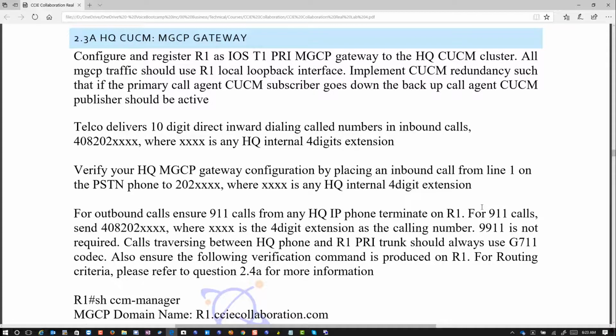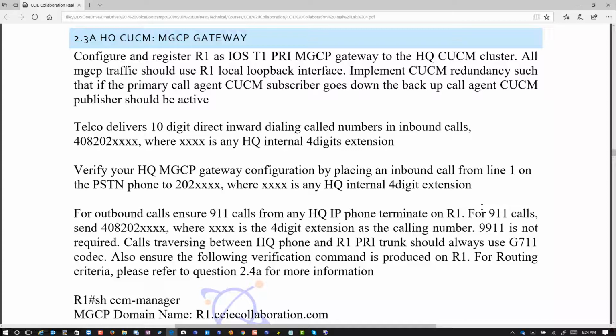In section 2.3a, we are required to configure R1 as an MGCP gateway to the HQ cluster, and you're required to source the MGCP traffic from the R1 loopback interface. Call Manager redundancy must be configured. If the subscriber fails, the primary should be active.